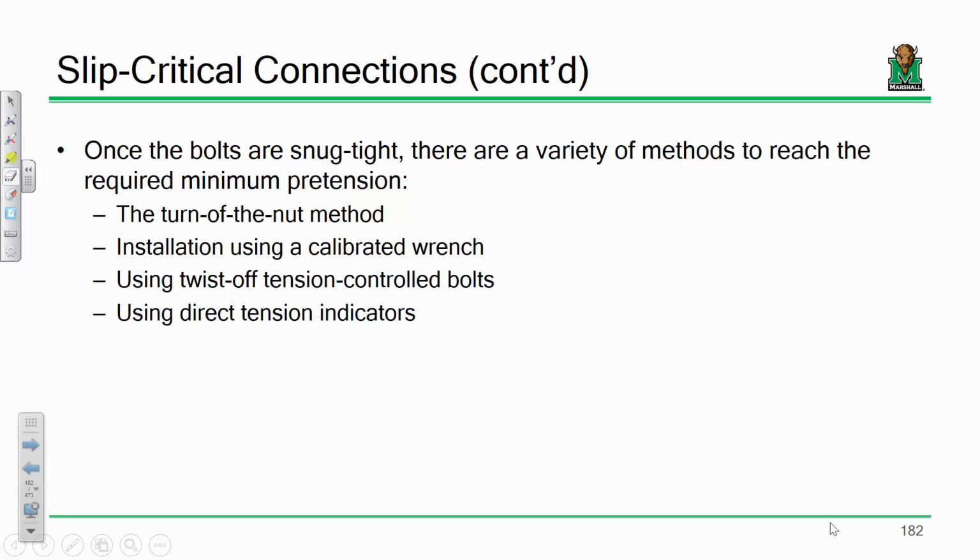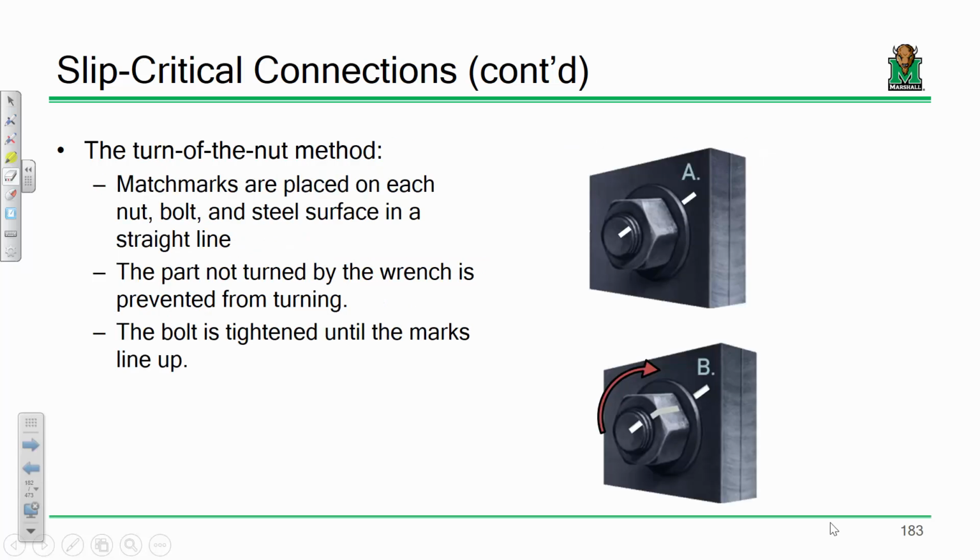There's a couple of ways to achieve this pretension after it's snug tight. Probably one of the most common is what's called the turn of the nut method, and that's the one I'm talking about with the marks. You can also use a calibrated wrench. You can use what are called twist-off control bolts. You can use DTIs, and you'll see what all these are here in a second. So let me show you what the turn of the nut method is. This is probably one of the most common methods to get that direct pretension after it's snug tight.